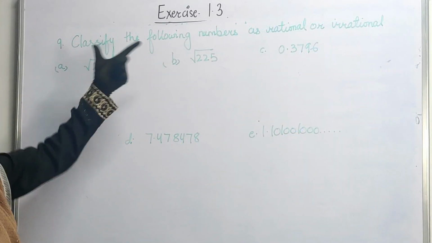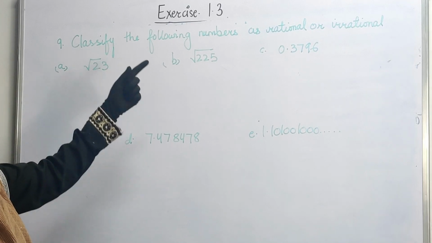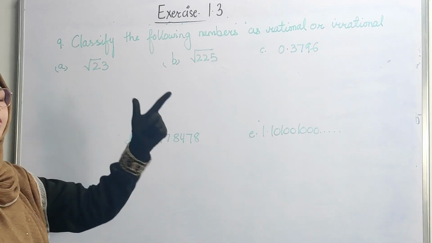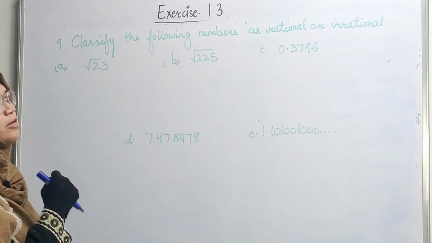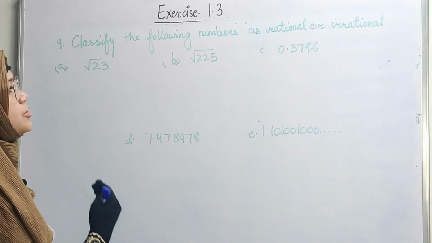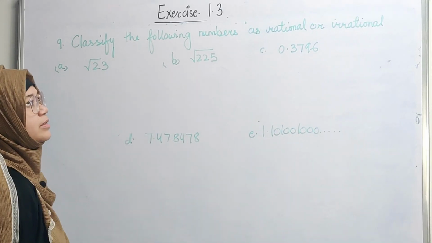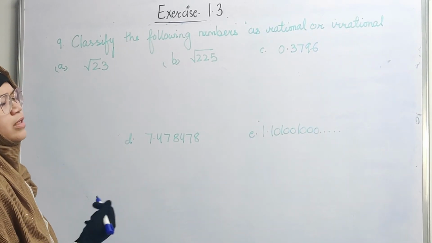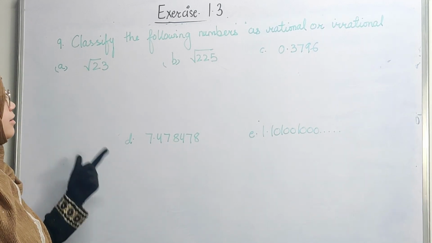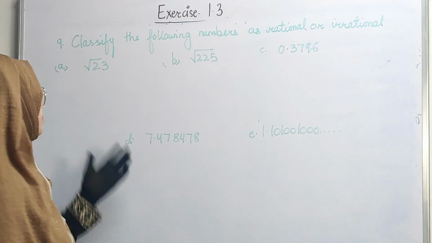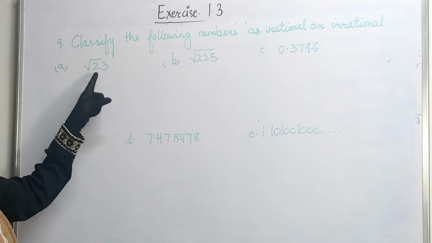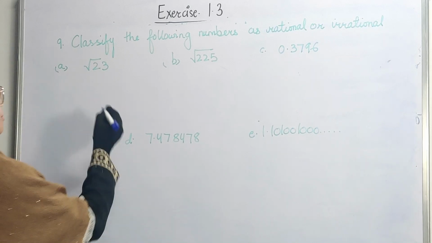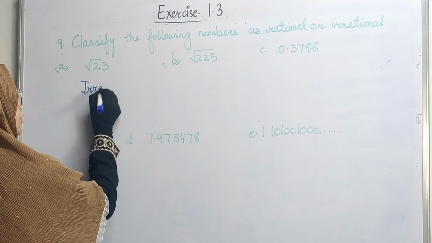Coming to the last question of exercise 1.3, classify the following numbers as rational or irrational numbers. See, when we see rational or irrational numbers, we simply recall the definitions. The definition of rational number says, a rational number is in the form of p upon q, where q does not equal 0, and irrational numbers are in the form of roots, pi, and so on. Clearly you can see here that 23 is in the root, and we cannot find the square root of 23. So simply it is irrational.